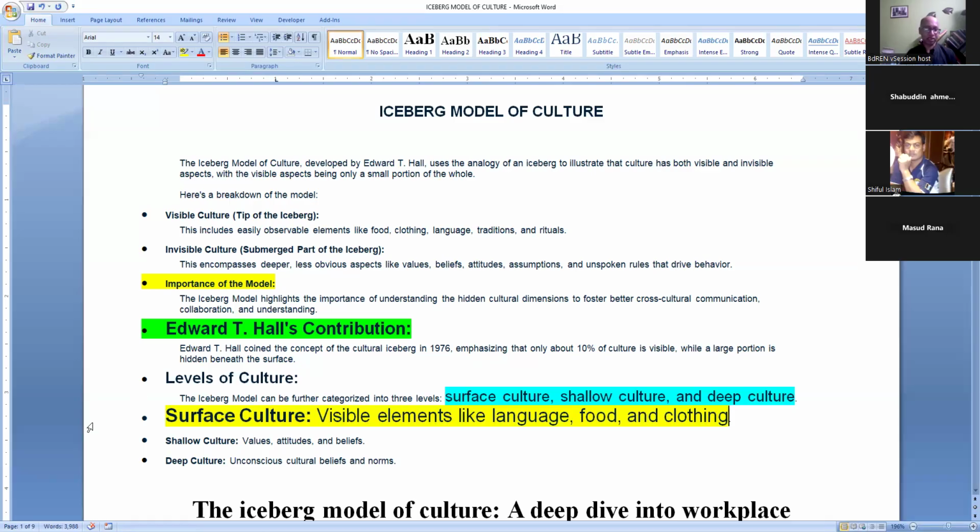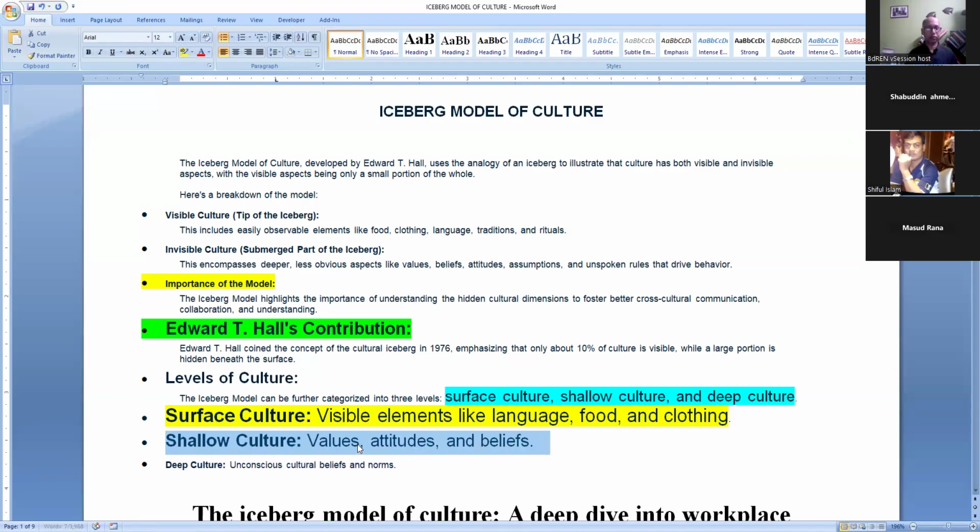Now come to the next one, that is shallow culture. What is shallow culture? Shallow culture is constituted by values, attitudes, and beliefs. So what are the values? Values means your sense, your moral sense, your ethical sense.